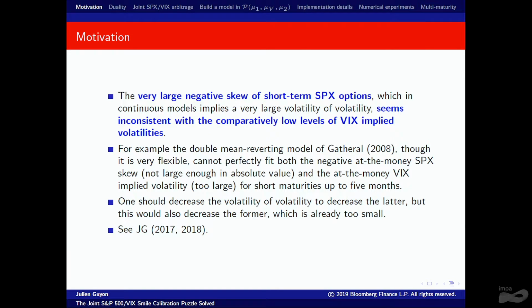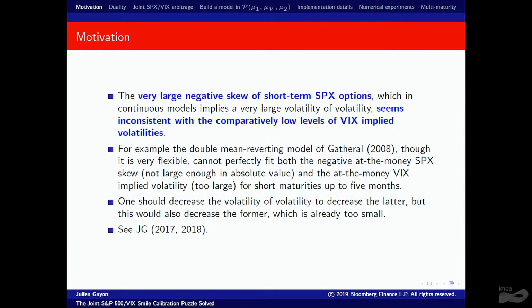When you look at the short-term data, you observe a very large negative skew on the S&P. Okay? So the implied volatility as a function of the strike has a very strong slope, negative and very large in absolute value. So that means that in classical stochastic volatility models, you will need large volatility of volatility to be consistent with that. But if you have large volatility of volatility, that means that the VIX options have a large implied volatility, because vol of vol is directly what drives implied volatility of VIX options. That's exactly what it is.